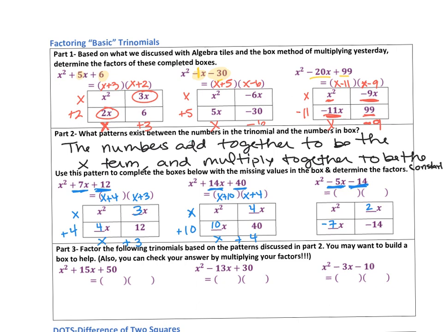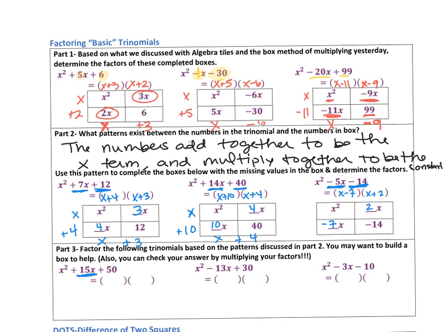Right, so these are my two values. So it'd be X minus 7, X plus 2. We're just fast tracking this idea of what we're going through. So we can kind of lose the box now, because when I say box, we mean area model. We can lose that because there's a faster pattern. I want you to pull out that pattern.